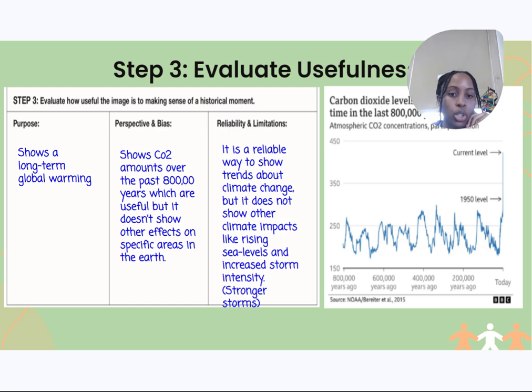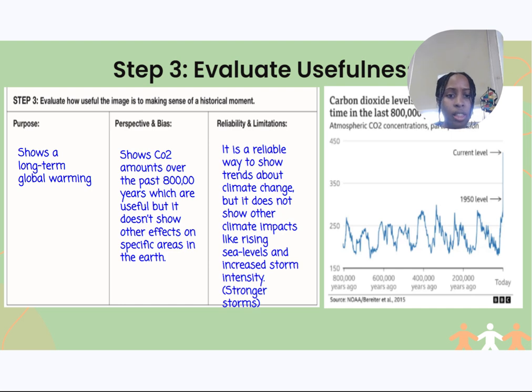But it's not necessarily showing us the other effects that they talked about in the article, such as rising sea levels. Now, I'm going to think about the reliability and the limitations. Reliability is how trustworthy something is, and limitations is what they did not do. What else could they have added and represented to make this a stronger argument or make the image even more useful for us? For this, I said that in general, this is a pretty reliable way to show that trends are happening over time.